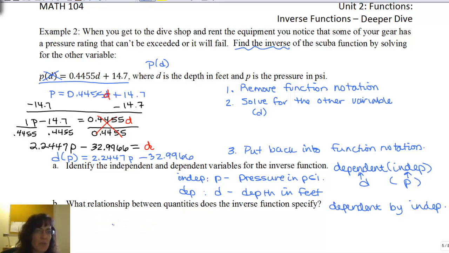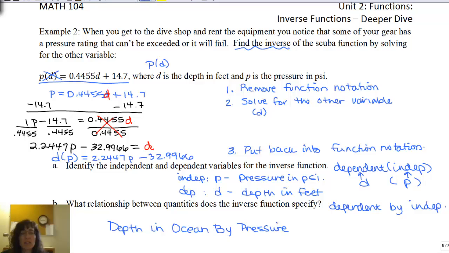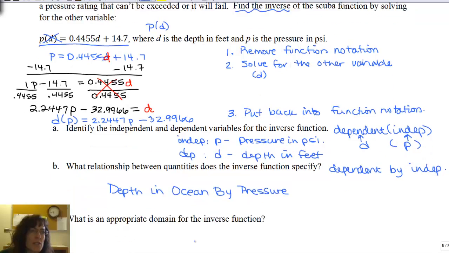So dependent was pressure, or sorry, depth this time, so depth into the ocean. That was my extra information. By, and my independent is pressure, so pressure. And again, this is exactly backwards from what I had for the function, which I expect, but I'm not going to get all messed up on it because I'm still doing dependent by independent for the relationship between the quantities.